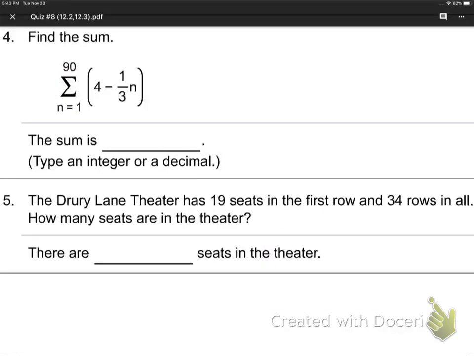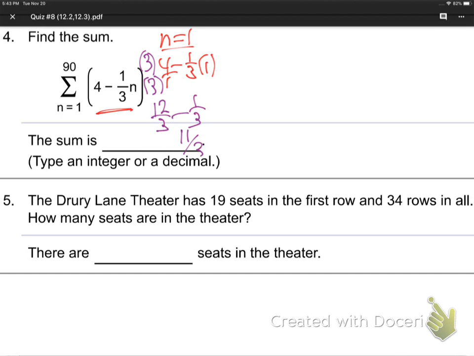Okay, number 4, same kind of thing. I'm going to start with n equals 1. Plug in 1. You get 4 minus 1/3 times 1. It's a little ugly. Got to use fractions here. So that's going to be 4 over 1. Common denominator, multiply top and bottom by 3. 12/3 minus 1/3, 11/3. Okay, I guess we're going to be dealing with fractions here.